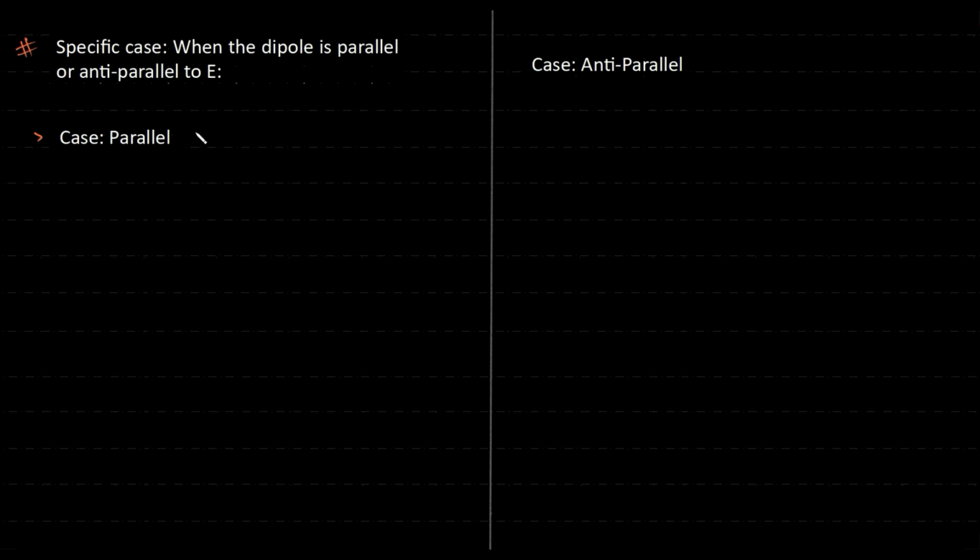One is a scenario wherein we have the dipole to be parallel to the electrical field. That is, theta is equal to 0 degree. That is, your P and E are in the same direction.